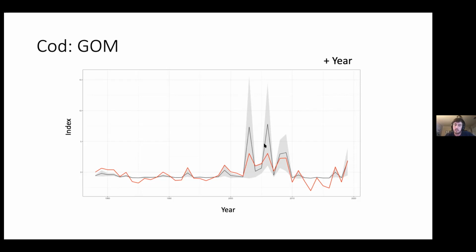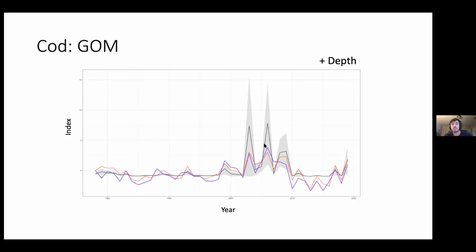And then you can also see the modeling framework pushes it further down a little bit after 2010. We can also now look at what happens when we add another term to our modeling framework, which is what I'm pretty much interested in: how these environmental variables might be influencing our perception of abundance. So this purple line now shows the model that has year, and now depth is also added to it. You can see what happens when we add depth and how it shifts the trend.